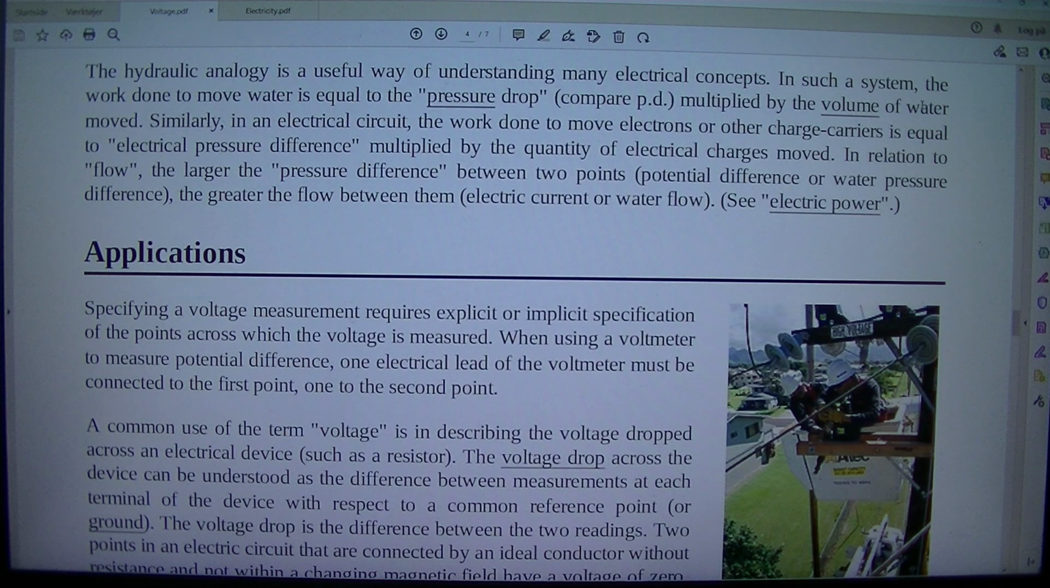In such a system, work done to move water is equal to the pressure drop, compare PD, multiplied by the volume of water moved. Similarly, in an electrical circuit, the work done to move electrons or other charge carriers is equal to electrical pressure difference multiplied by the quantity of electrical charges moved. In relation to flow, the larger the pressure difference between 2 points, potential difference or water pressure difference, the greater the flow between them, electric current or water flow. See electric power.